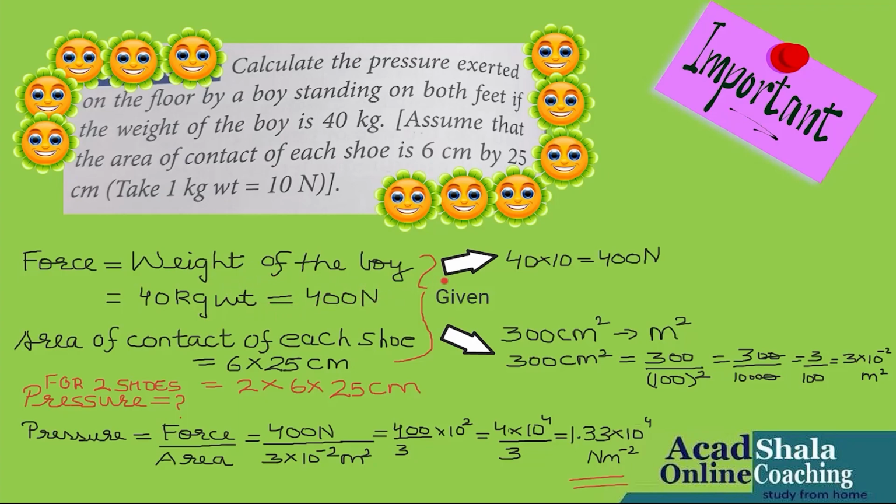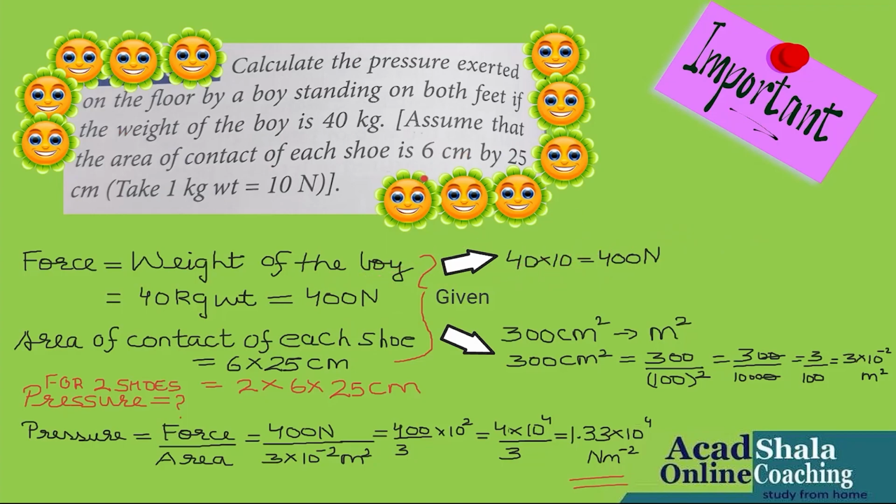But how? See children, over here I have also shown you the conversion. In the numerical, it is given that 1 kg weight is equal to 10 Newton. Yes or no, children? So it is written over here already, given in the numerical. What I have done is multiply the 40 given in the numerical by 10 to get 400 Newton. So this is what they are saying: 40 kg weight means 400 Newton. The first thing I have solved, it is there in my hand.